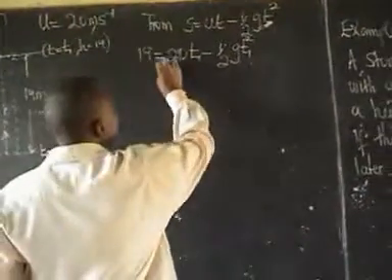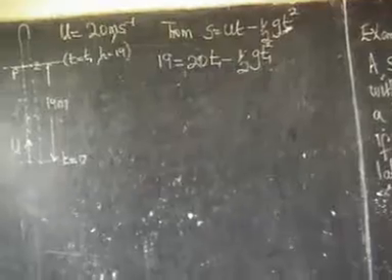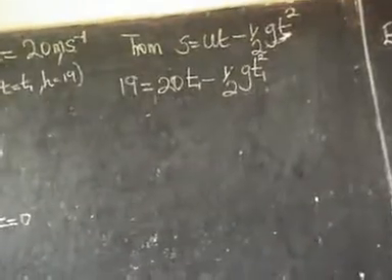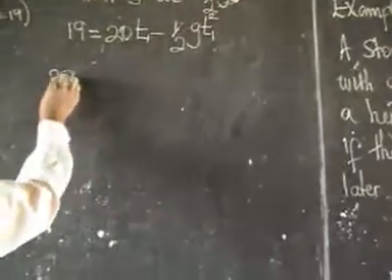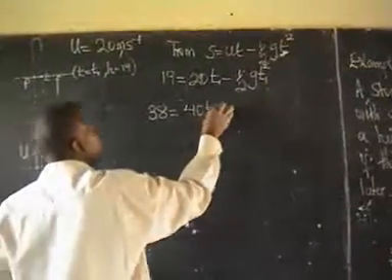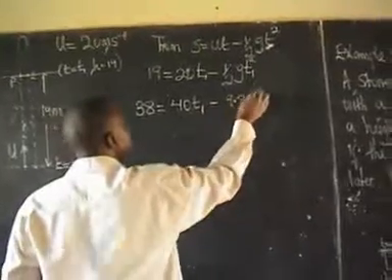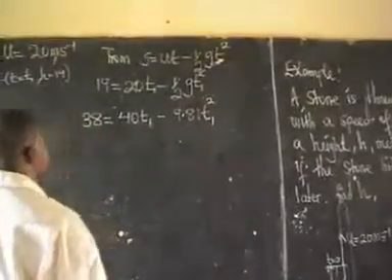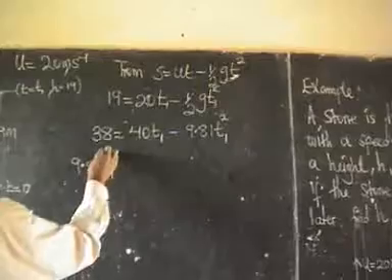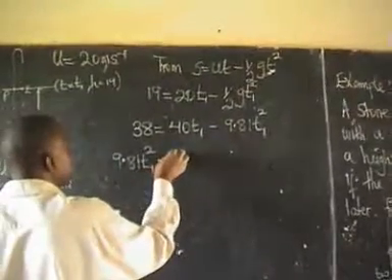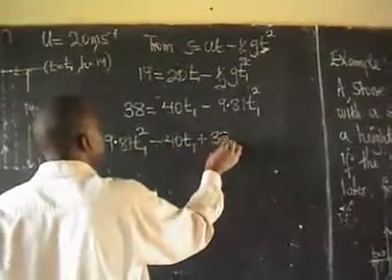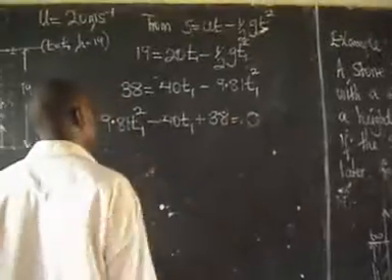Since the majority have got a phobia of fractions, I'm going to begin by multiplying through by 2. So we shall have 38 is equal to 40 t1 minus 9.81 t1 squared. This is the same as 9.81 t1 squared minus 40 t1 plus 38 is equal to 0.